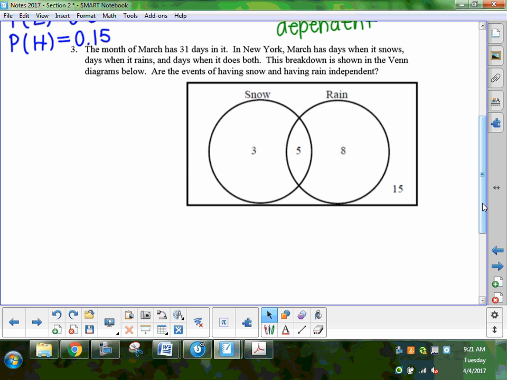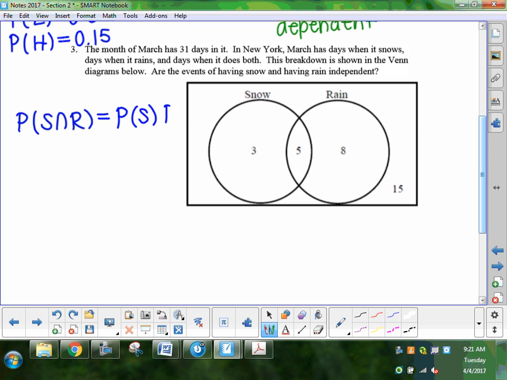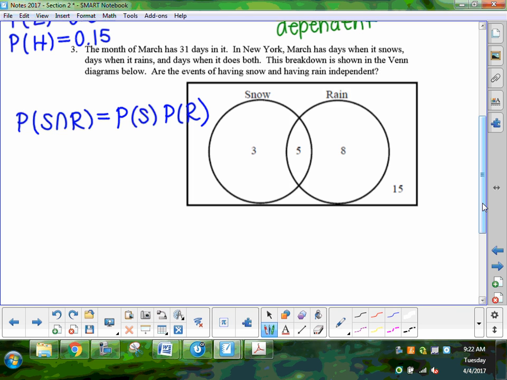You tell me. Now, looking at this, which way did you pick to do it? Nick, you get to pick. Do you want to do it as something given something or something and something? Okay, so it's what and what? So we need probability of snow and rain, and it would have to equal what? Probability of snow times the probability of rain. So looking at that, what is the probability of snow and rain? Hands up, please, when you can answer that question. What's the probability of snow and rain?